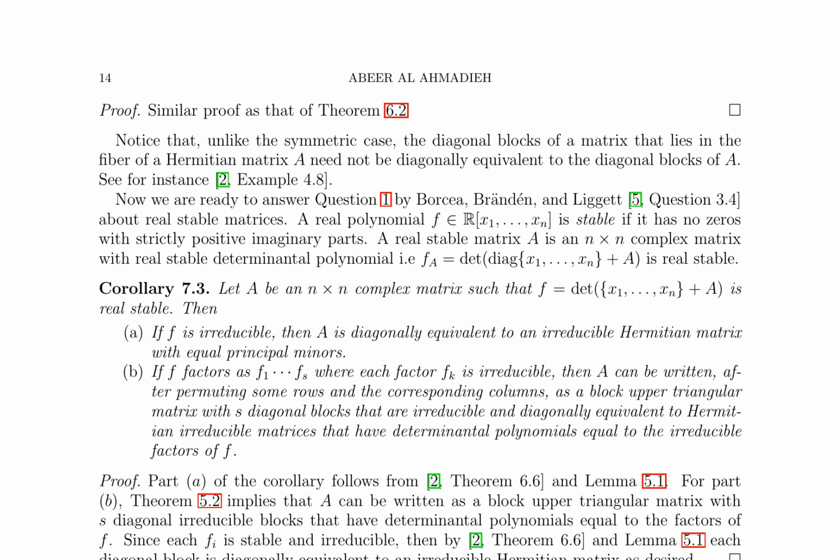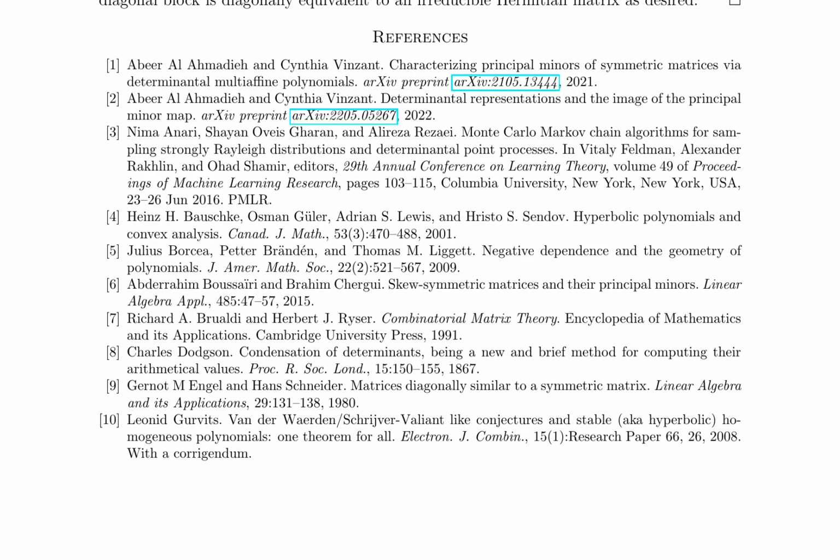Corollary 7.3 is presented, stating that if A is an n times n complex matrix such that f = det(diag(x) + A) is real stable, then: (a) If f is irreducible, then A is diagonally equivalent to an irreducible Hermitian matrix with equal principal minors. (b) If f factors as f_1 through f_s, where each factor f_i is irreducible, then A can be written, after permuting some rows and the corresponding columns, as a block upper triangular matrix with s diagonal blocks that are irreducible and diagonally equivalent to Hermitian irreducible matrices that have determinantal polynomials equal to the irreducible factors of f.